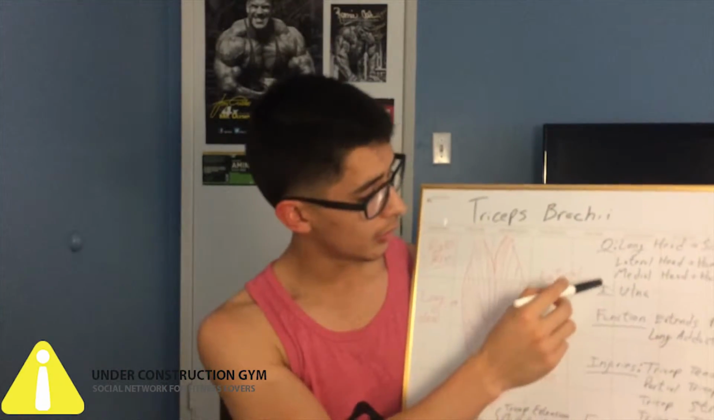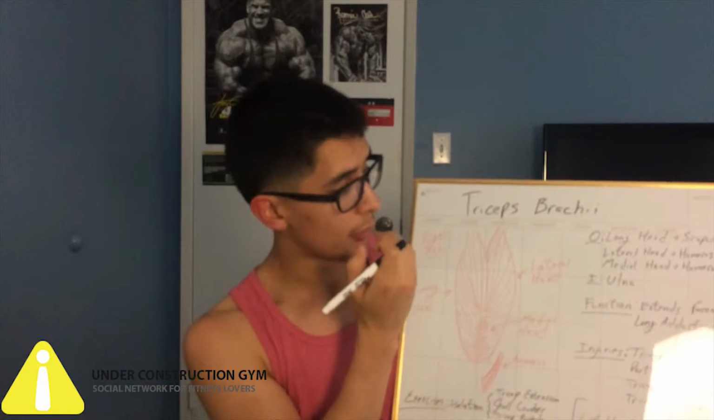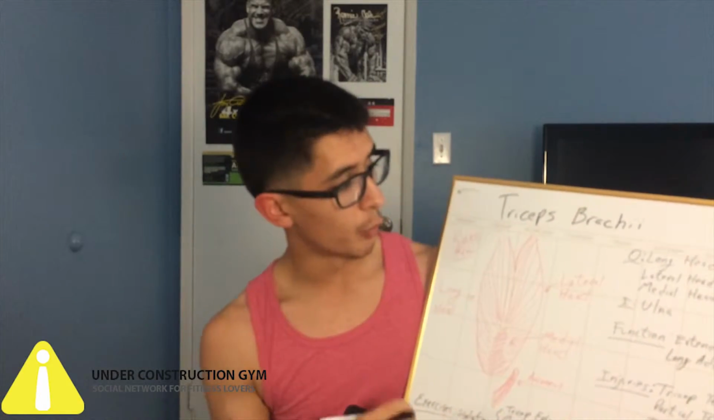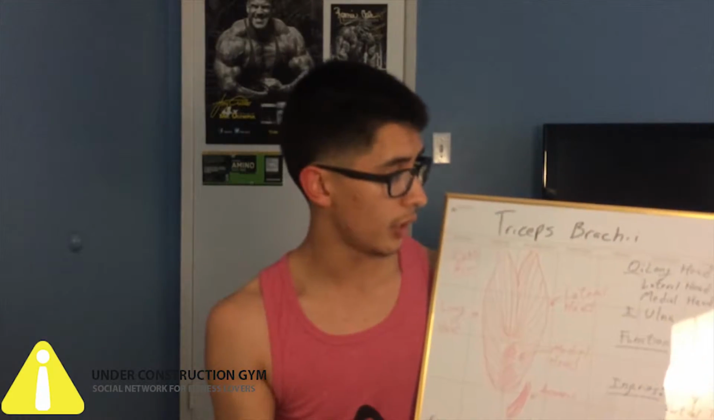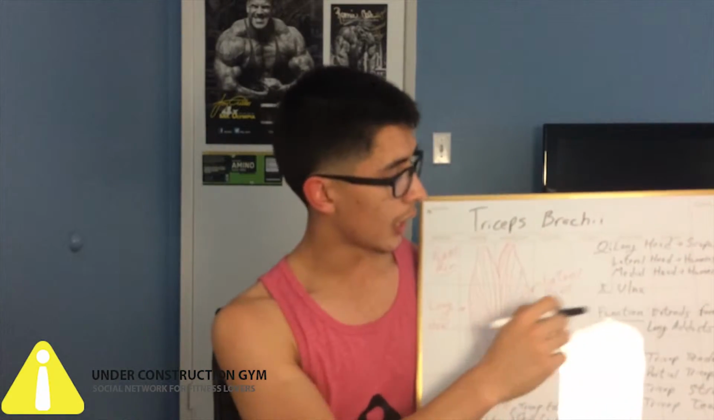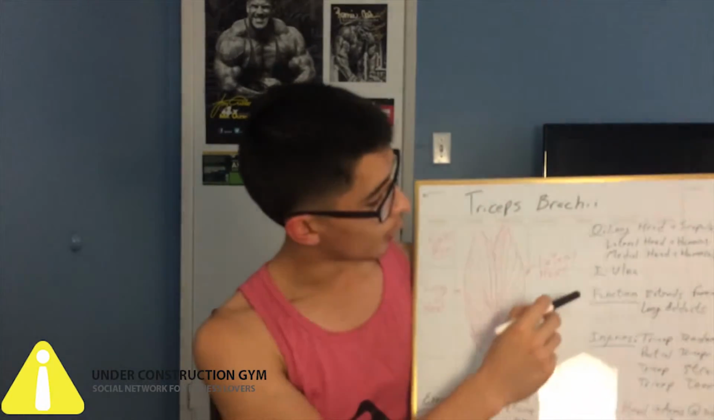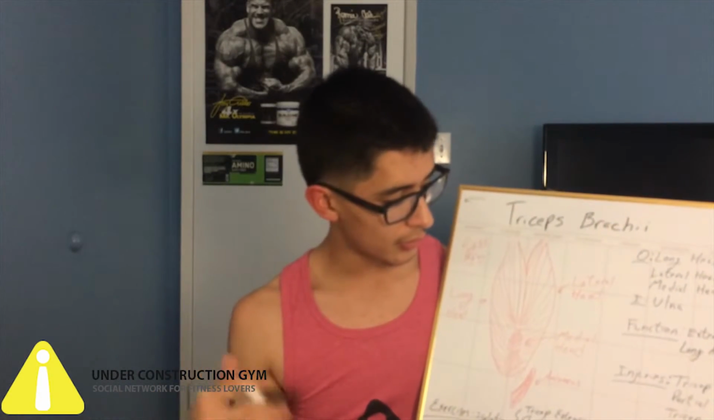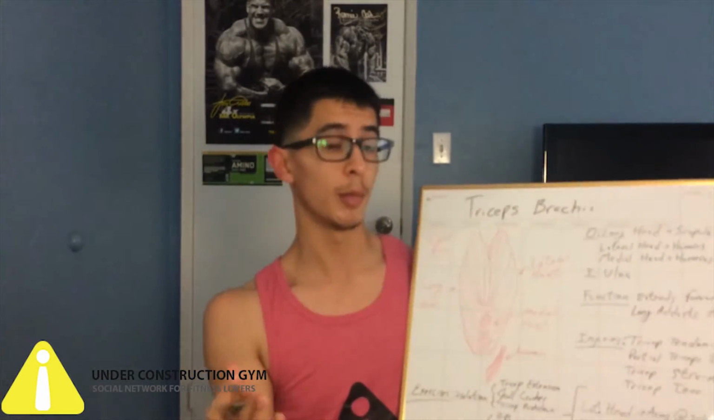Origin, scapula, insertion. Actually, the long head originates in the scapula, and the lateral head and medial head originate in the humerus. So the long head is the one that assists with the arm adduction, and then the lateral and medial head are the ones that do the extension. So insertion, ulna, which is the medial forearm bone. Injuries, tendinitis, disruption, strain, tears, sprains, not likely because tricep isn't a bone.